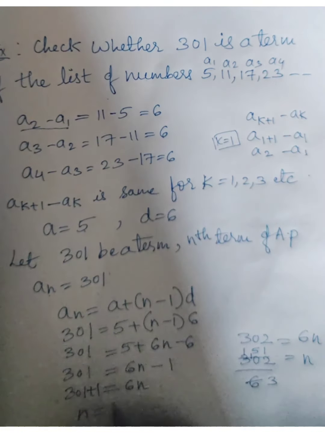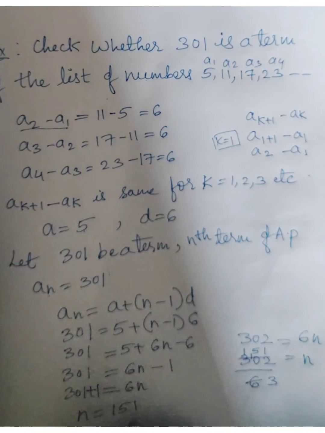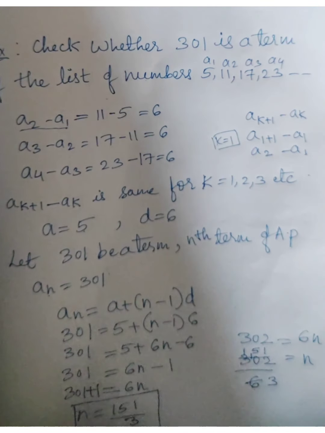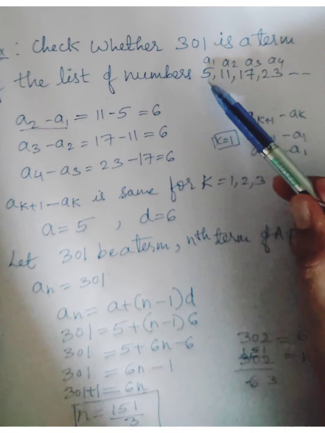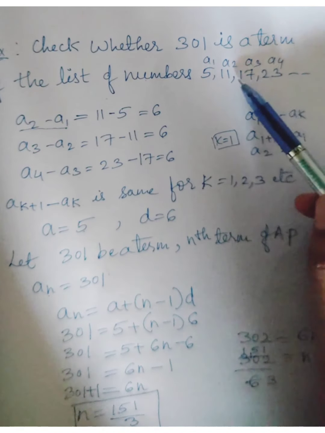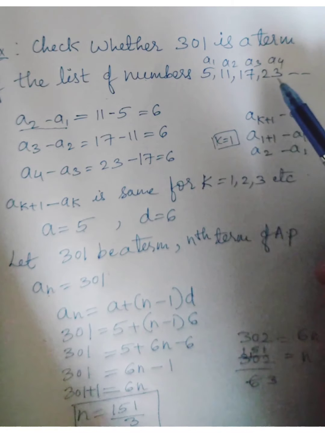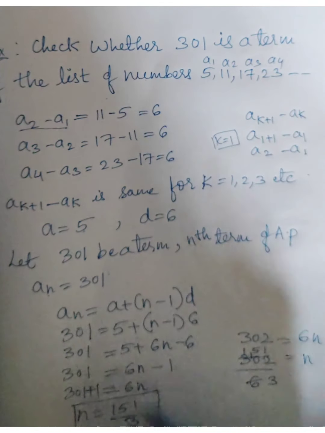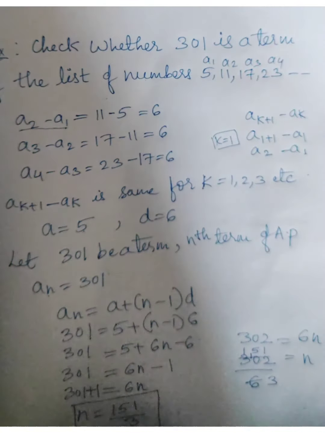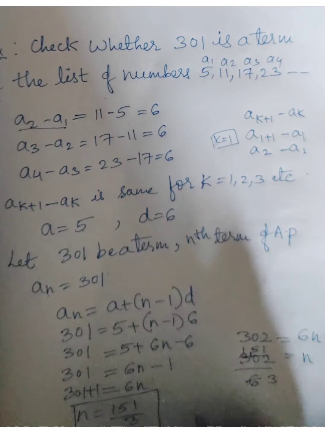n will be 151 by 3. So the value of n is 151 by 3. Now you can see the sequence over here: all the numbers are positive and they are not fractions. So that means 301 does not belong to the list of numbers because n is in the form of a fraction. So what are you going to write here?